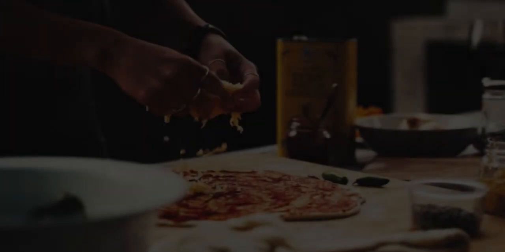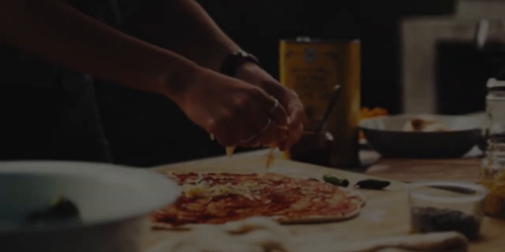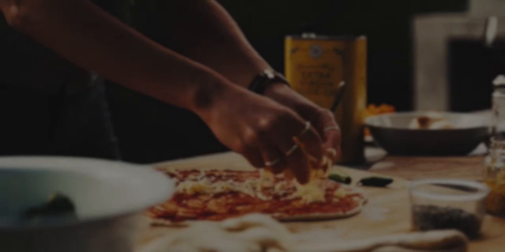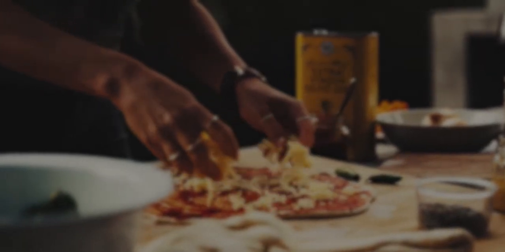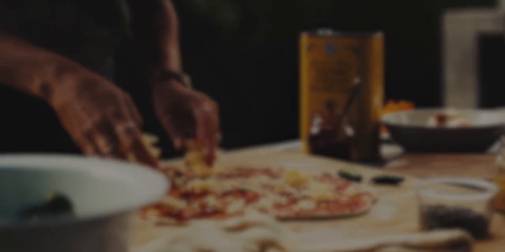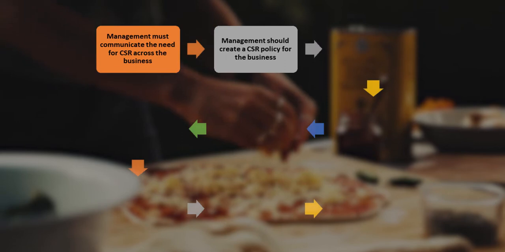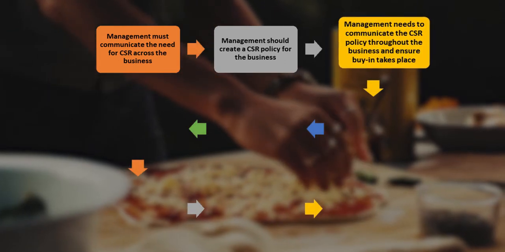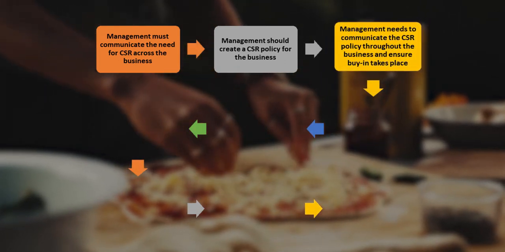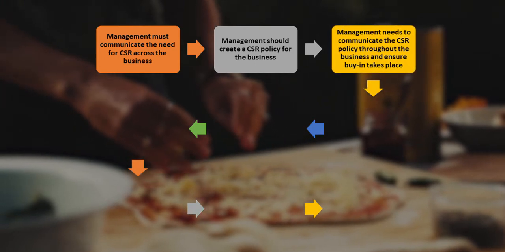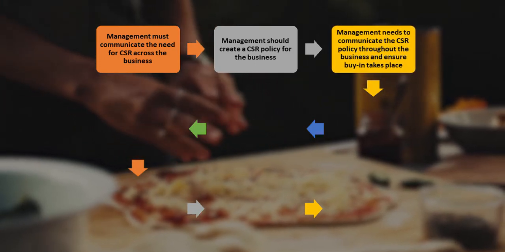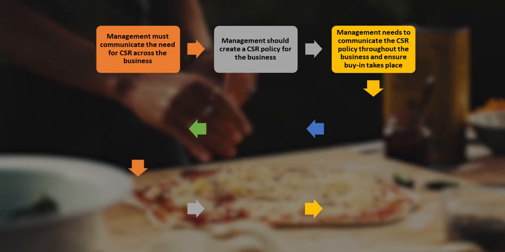Now, how would you design said CSR program? Well, there is a quick recipe to design a successful CSR program. It goes a little bit like this. 1. Management must communicate the need for CSR across the business. Then, management should create a CSR policy for the business. Management will then need to communicate the CSR policy throughout the businesses and ensure buy-in takes place at all levels.